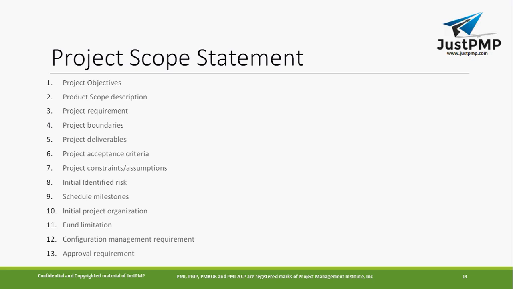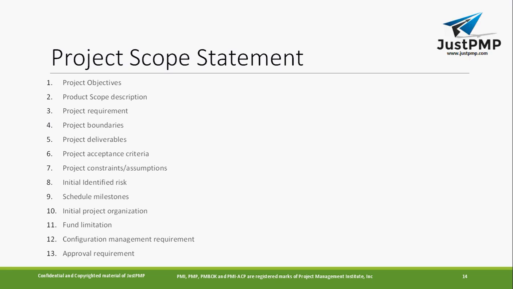Project boundaries: when you wanted to implement. Project deliverable: what are the deliverables that will be there, like the first phase is launched, OS is ready, screen touch is ready, hardware is ready. So that will be your project deliverable. Project acceptance criteria: when you are going to accept it, what are the acceptance criteria for accepting this product? Okay.